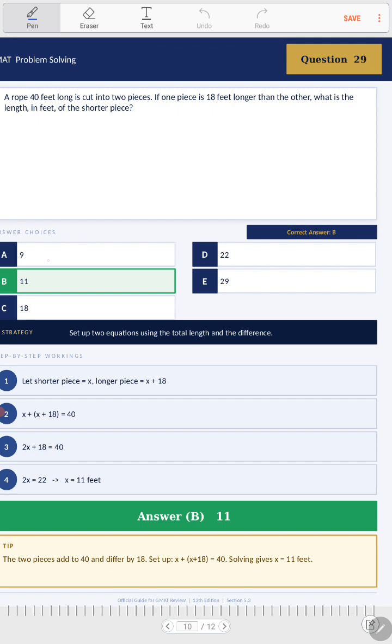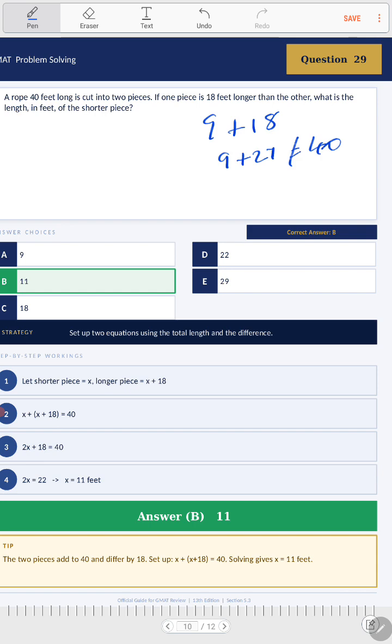Let's imagine that the answer is 9. So it will be 9, and the other one will be 9 plus 18. 9 plus 18 is 27. So we are going to have 9 plus 27. But you see that 9 plus 27 is not 40. But check this one that is correct. So the correct answer here is 11.